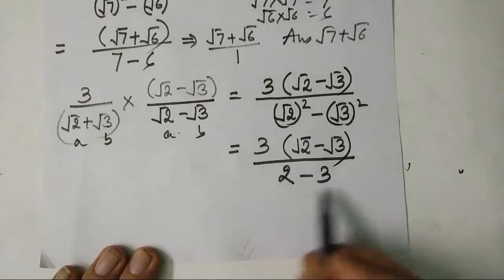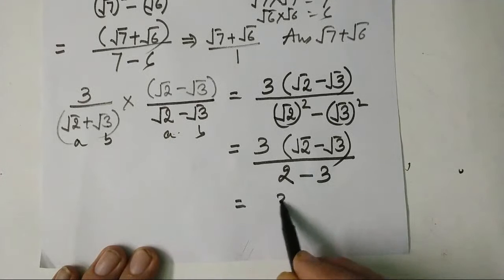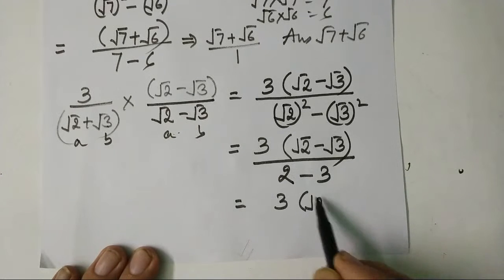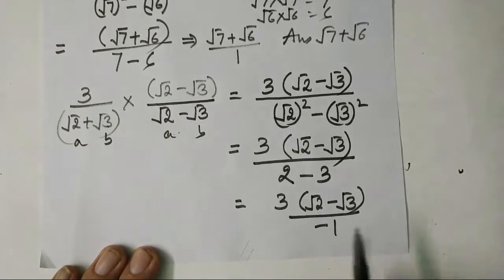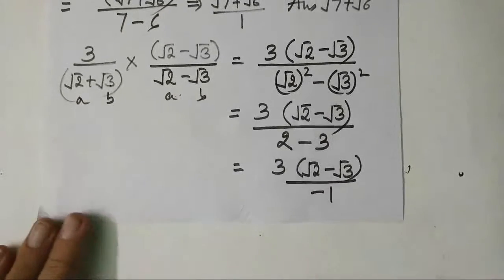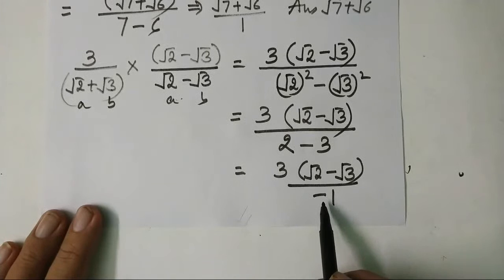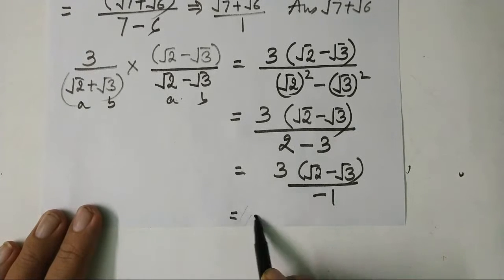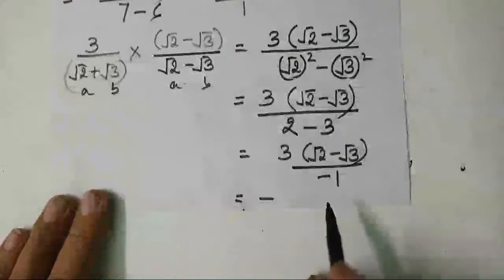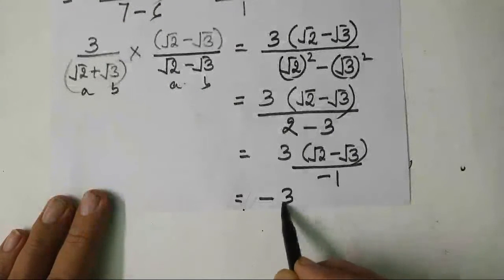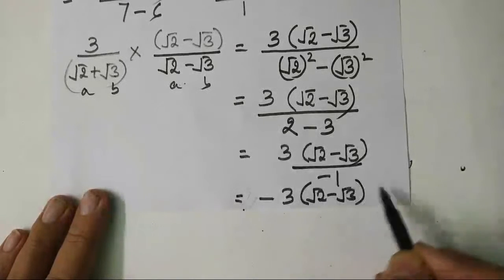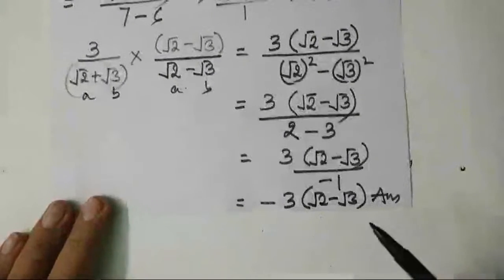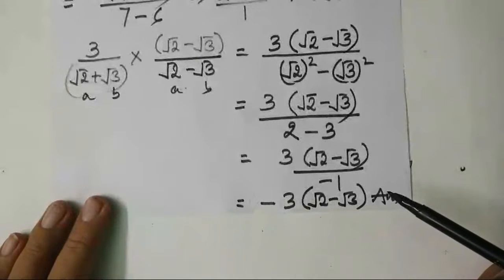Now there is no root. What is the answer? 3 root 2 minus root 3 upon minus 1. So the number is having a minus in the denominator. So I can write the answer as minus, I can put it in the numerator, minus 3 into root 2 minus root 3 is the answer. This is how we do rationalization.